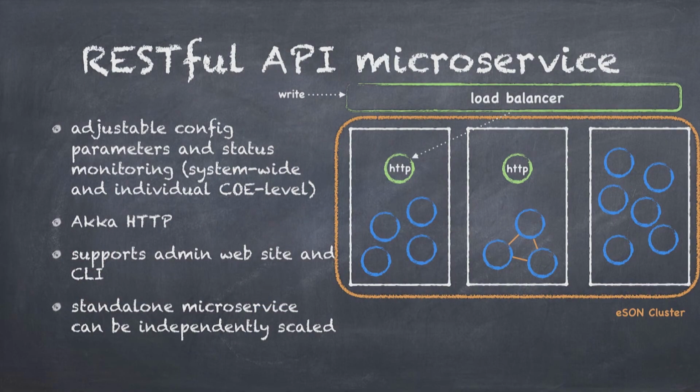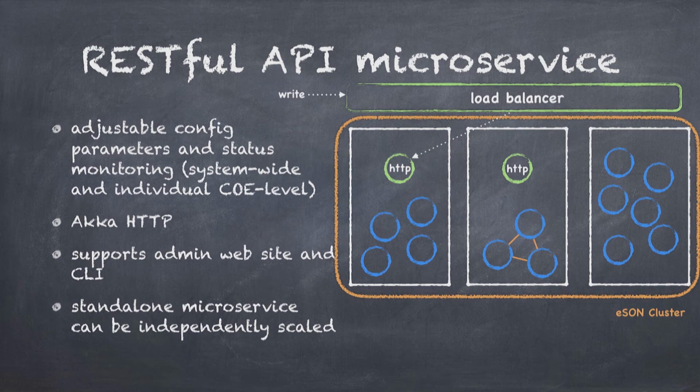Another microservice that we've implemented is the RESTful API, and that's done using Akka HTTP. There are a number of adjustable parameters for the eSON system itself. I'm not talking about all of the parameters related to the base station here. I'm talking about the parameters for the eSON optimizing algorithms themselves. And these can be controlled by an operator console or admin website, what have you, or CLI. So that's the purpose of these RESTful APIs.